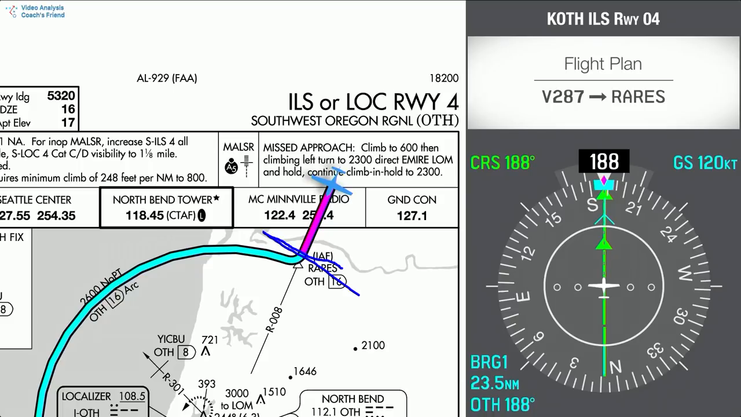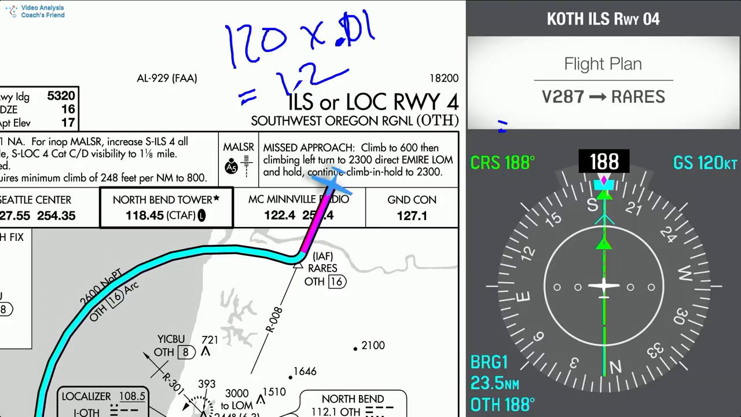You could see that we're going to have to figure out when to turn onto the arc. And there's a really easy tool for that based off your ground speed. You take 1% of your ground speed. So if we're going 120 knots, 120 times 0.01 equals 1.2. So we just draw a little period right in there. That's my lead-in. We're going to lead in by 1.2 miles.